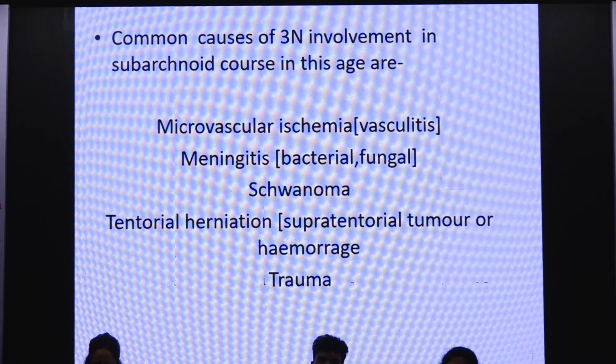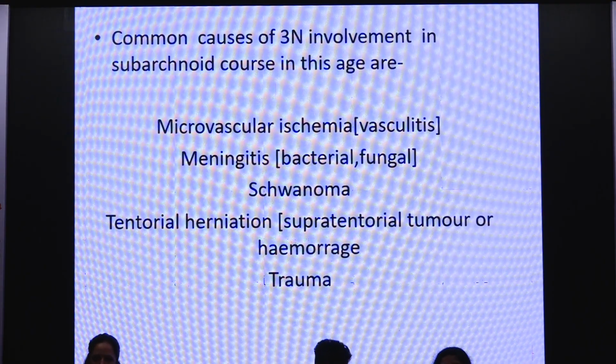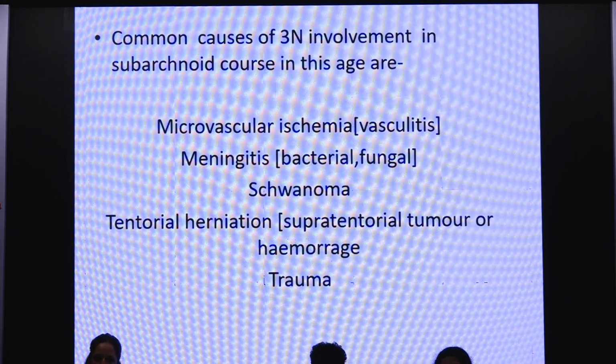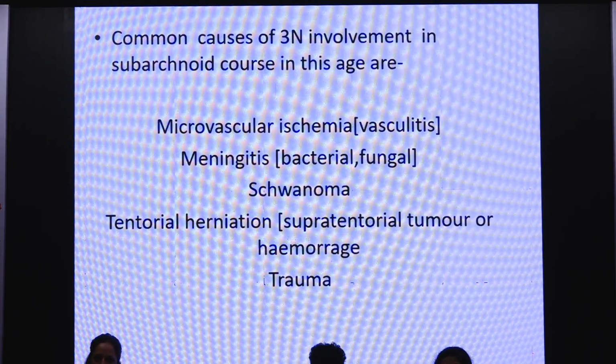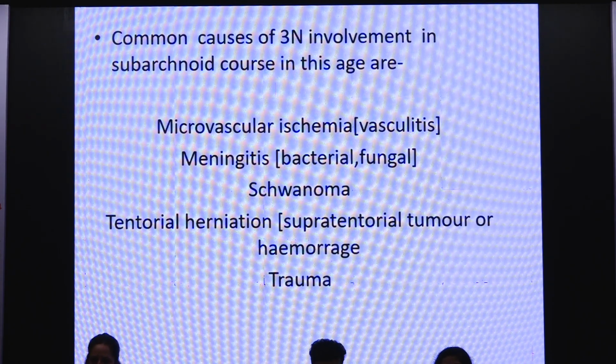Second, meningitis, and tumor of the nerve itself such as schwannoma, or when there is a supratentorial tumor or a hemorrhage which causes tentorial herniation, and trauma. These are the main common causes, but there is a long list of causes, but these are the main common causes of third nerve palsy in the young person which we come across in our practice.